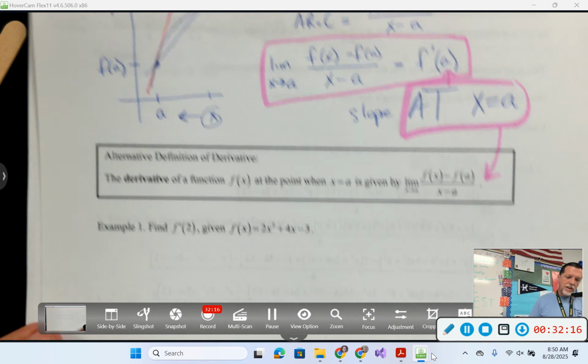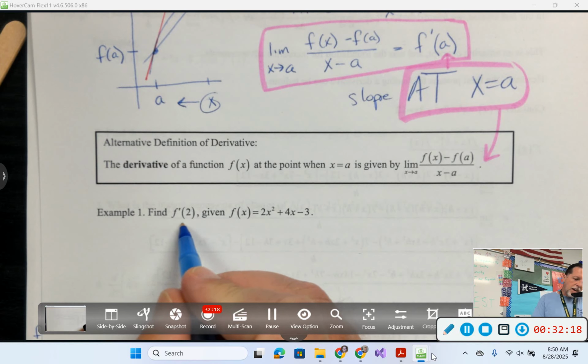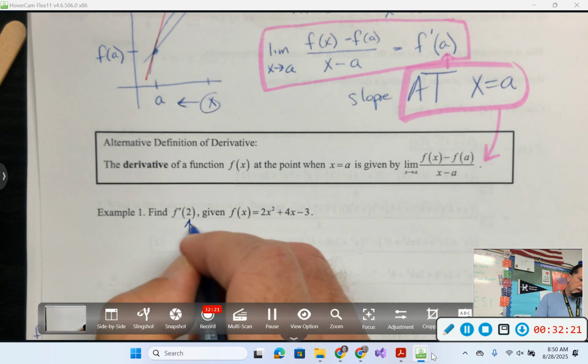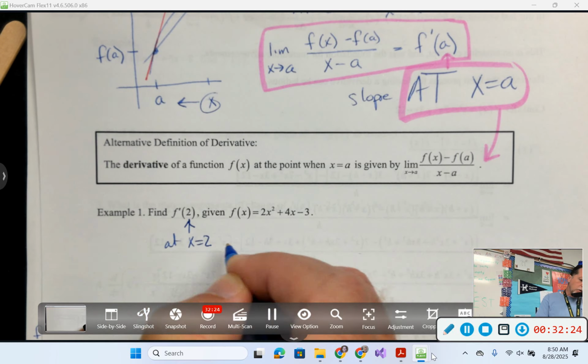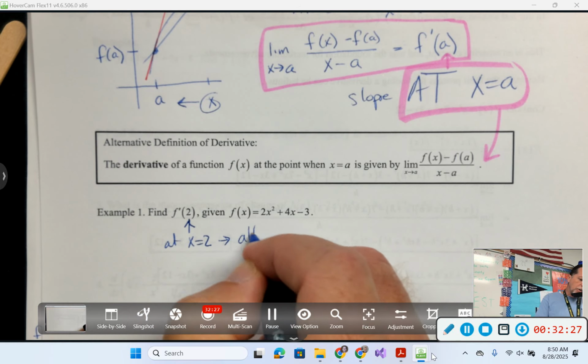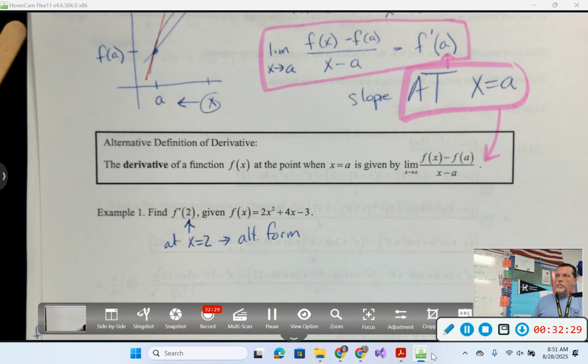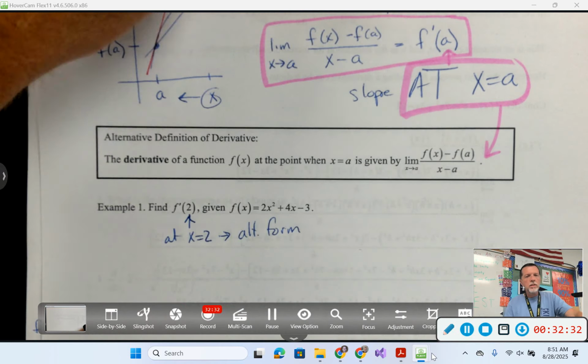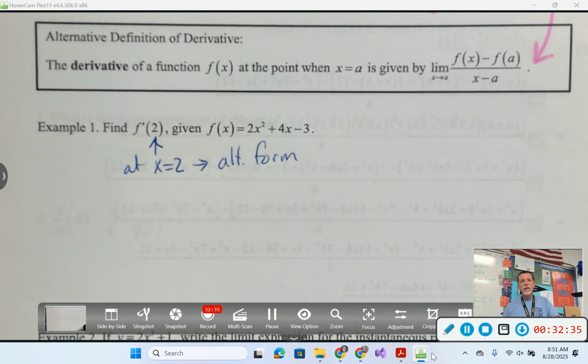Perfect. We got time to do one example, and that'll be enough. Find f prime at 2. So that 2 in there means we're doing at x equals 2. That means I need to do the alternative form. The alternative form is easier. It only tells you at 2. So if I needed the slope somewhere else, I'd have to redo the alternative form. So the generic form is nicer because it tells you for everything, but it's longer. The alternative form is shorter, but I'm only going to learn the slope at 2.